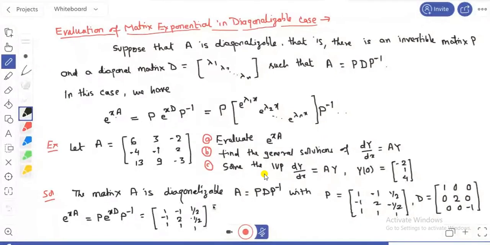This is multiplied by the exponential of that. These are the eigenvalues. Okay, so this means e to the power 1x means e to the power simply x. Second one e to the power 2x, and third one e to the power -x, and all other corresponding entries are 0. Okay, so this is your matrix e to the power xD, e to the power this into x, e to the power this into x, e to the power this into x, into P inverse. What is P inverse? P inverse, you can calculate what is the value of P inverse.